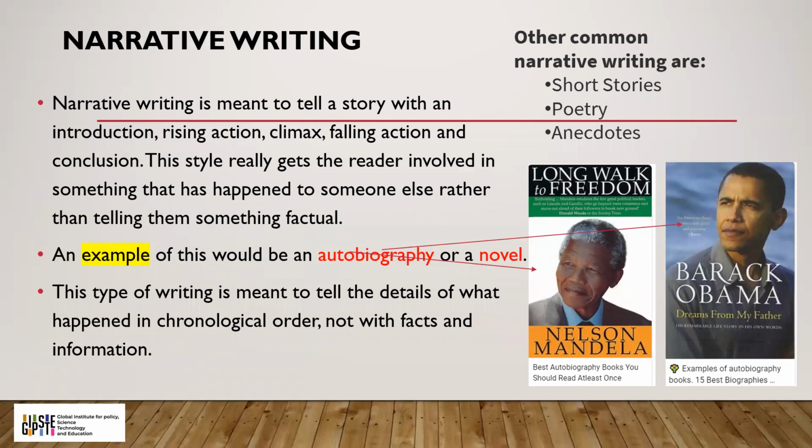The next type of writing style is narrative writing. Narrative writing is meant to tell a story, by its name, by default, narrative. You want to tell a story, what has happened, and what people need to know. So narrative writing is meant to tell a story with an introduction, rising action, climax, falling action, and conclusion.